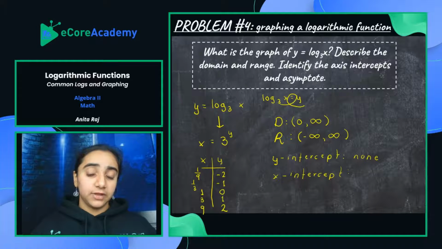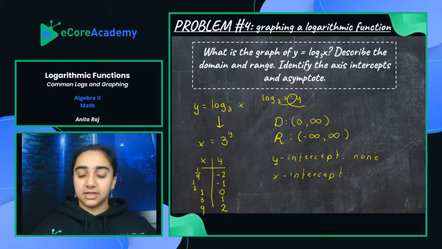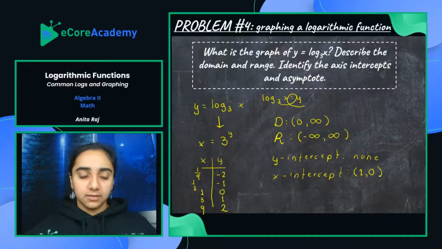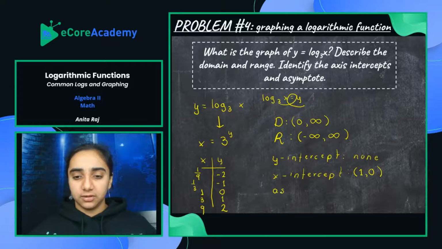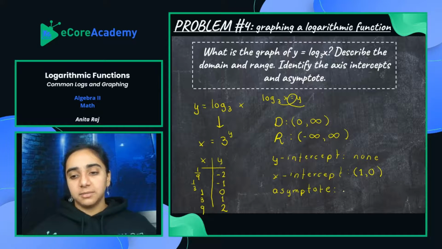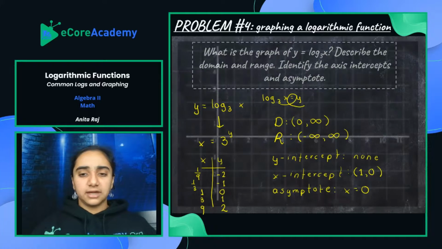However, for the x-intercept, we are crossing the x-axis. As you can see down here in our coordinate table, we have the point (1, 0). This is where our graph is going to cross the x-axis, so our x-intercept is (1, 0). Then lastly, we have to determine where the asymptote is. As we said before, the asymptote is the y-axis, my bad, and the y-axis can be written as x equals 0. Alright, so now let's actually graph this.